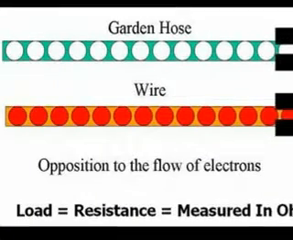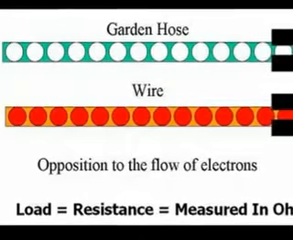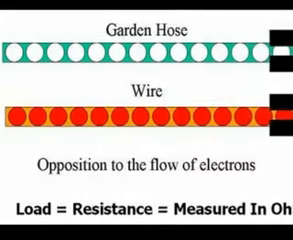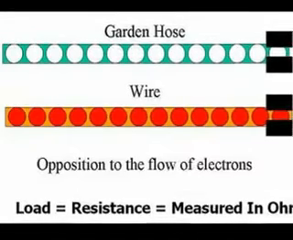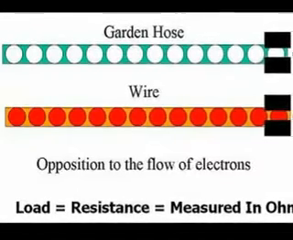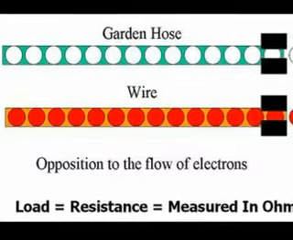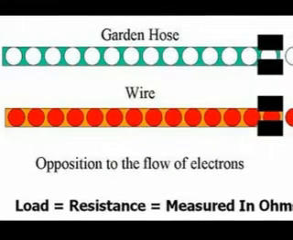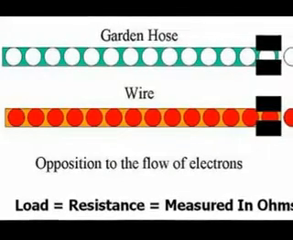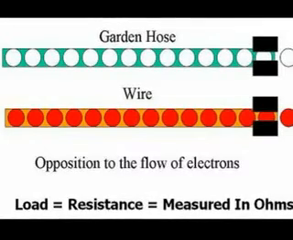When we hook up a load, we are hooking up any device that can do work for us. This can be a light bulb, a motor, anything electrical that's trying to do work for us is a load. And a load exhibits some kind of resistance to that flow of electrons. We can measure the amount of resistance in a measurement called ohms. Ohms is the amount of resistance.